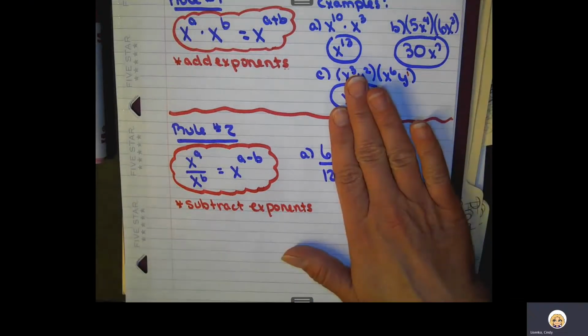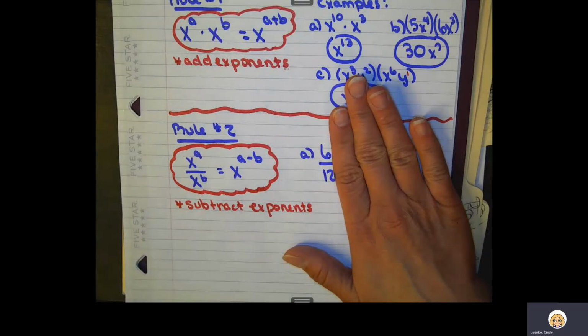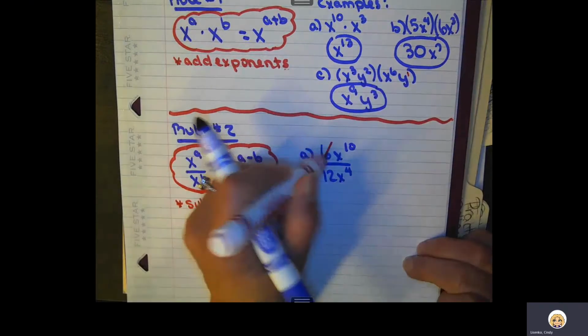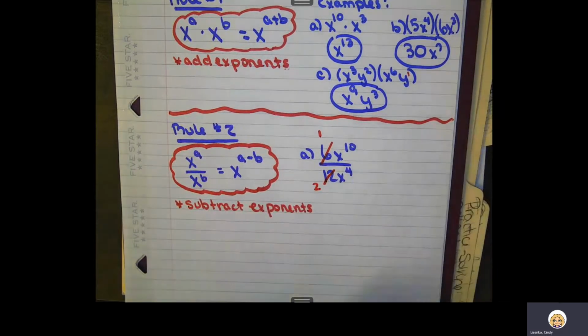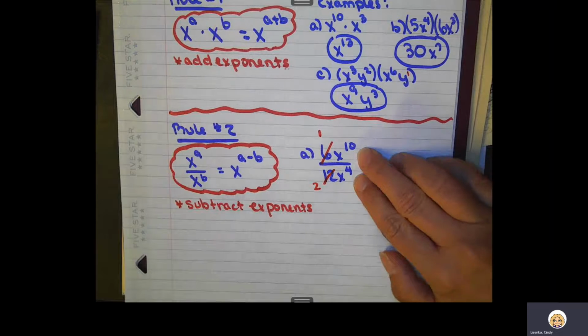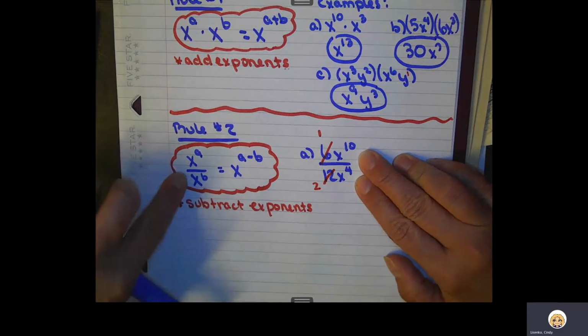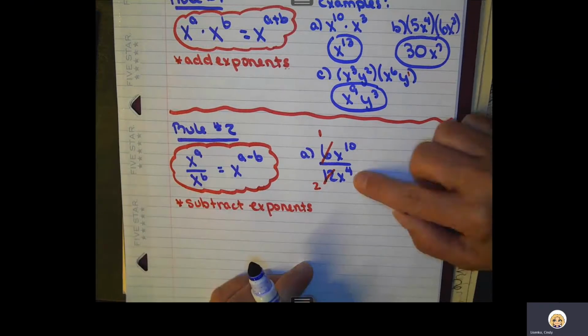So I'm going to take these two and ignore my exponents for a second. I have to think of a number I can divide into both of those. I can divide both of those by 6. So I'm going to divide the top and bottom by 6. So the 6 becomes a 1 and the 12 becomes a 2. Now I have my powers here, with the same base. So if you look, I'm going to apply this rule. I'm going to subtract the exponents. 10 minus 4 is 6.